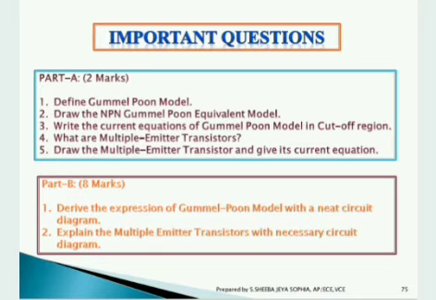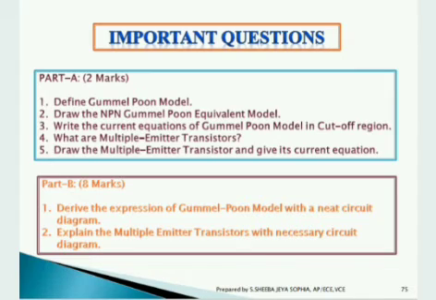Third one, write the current equations of the Gummel-Poon model in the cutoff region. We have seen the Gummel-Poon model for 4 regions, that is normal active region, inverse region, saturation region and cutoff region. Now they have asked for the cutoff region. You can practice it for all the regions: normal active, saturation, cutoff and inverse region.